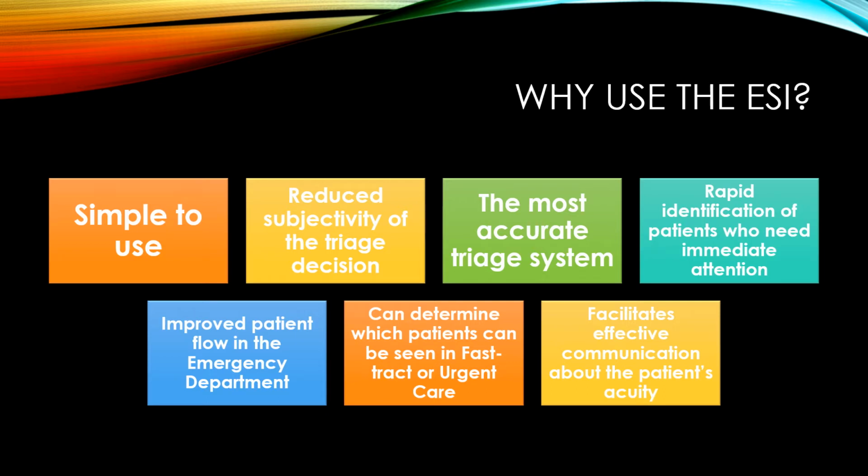Research has shown that nurses have reported that the use of the ESI tool facilitates effective communication about the patient's acuity. For example, the statement, "I need a bed for a level 2 patient," effectively addresses that the patient will need 2 or more resources and that they are unstable in some way. The goal of the ESI system is to accurately report acuity and resource needs to other nurses and providers in the emergency department.